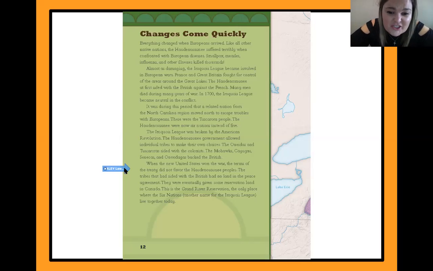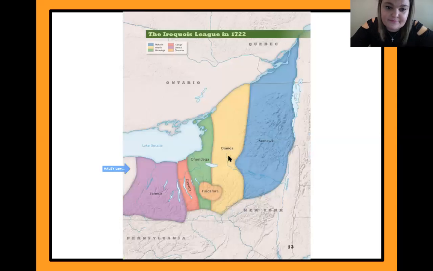They were eventually given some reservation land in Canada. This is the Grand River Reservation, the only place where the Six Nations, another name for the Iroquois League, live together today. Okay, so this is the Iroquois League in 1722.